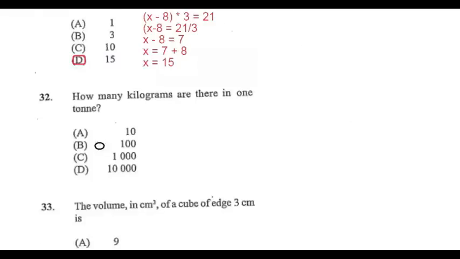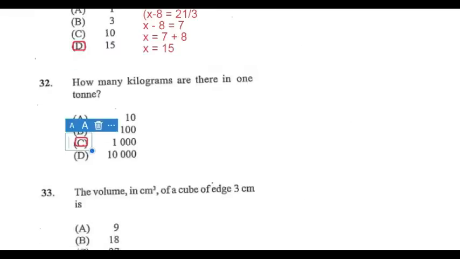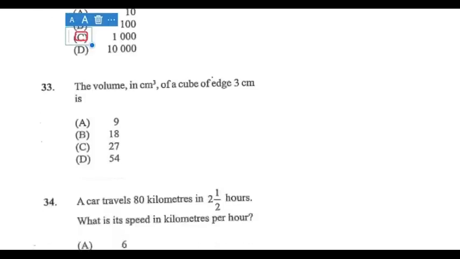32. How many kilograms are there in 1 ton? And by theory we know that that is 1,000.